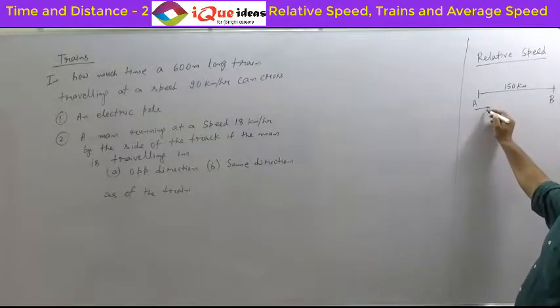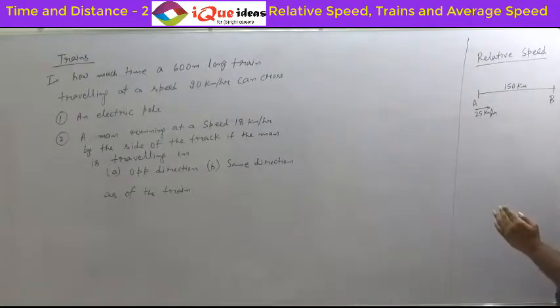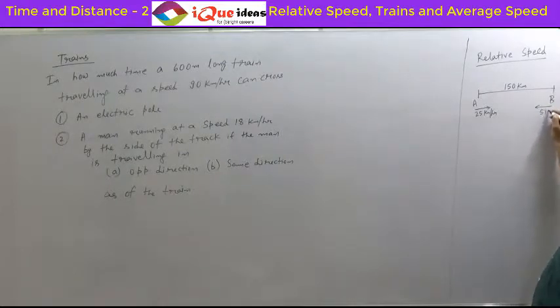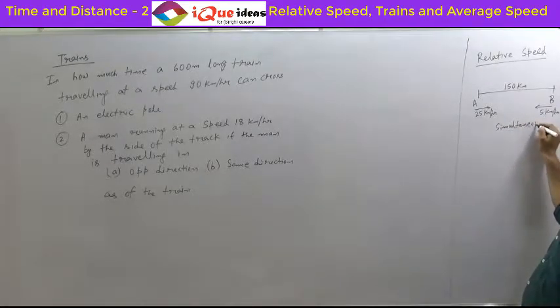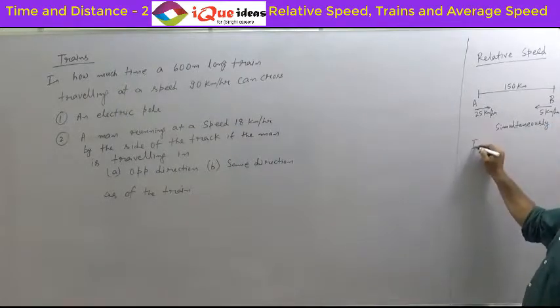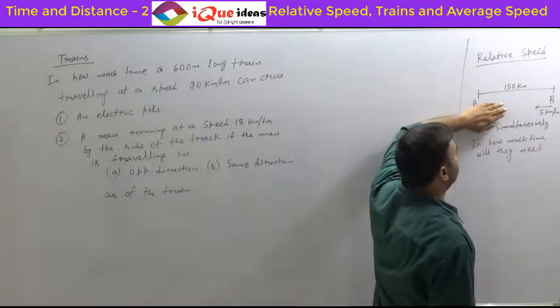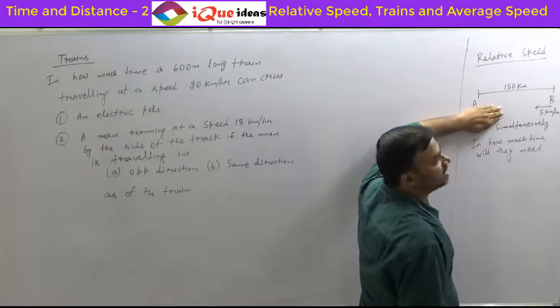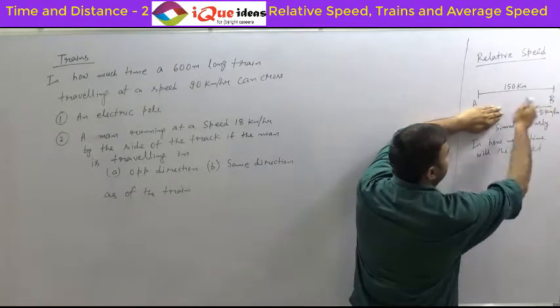A person starts from A at a speed of 25 kilometers per hour towards B, and similarly a person starts from B towards A at a speed of 5 kilometers per hour. They start simultaneously. In how much time will they meet? Suppose this person wasn't there, there was nobody starting from A. How much time would the person starting from B take to reach A?